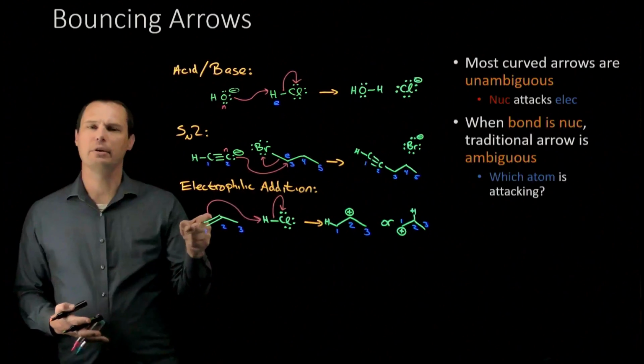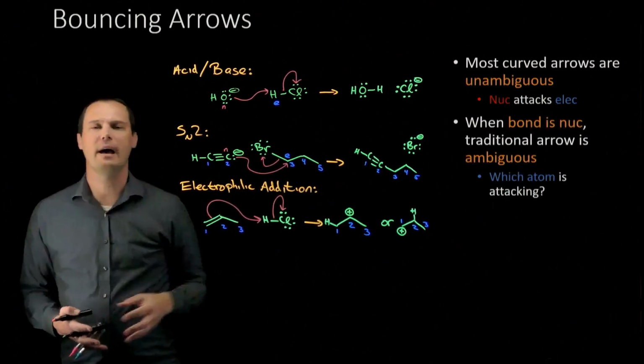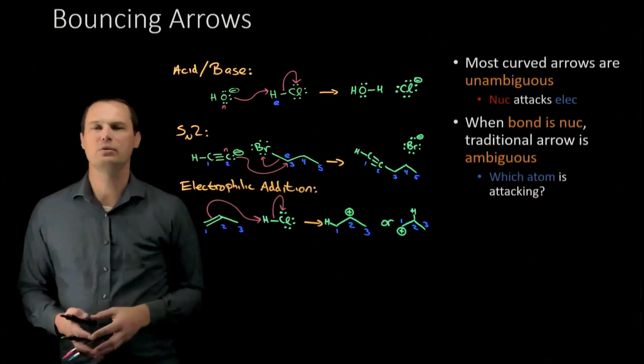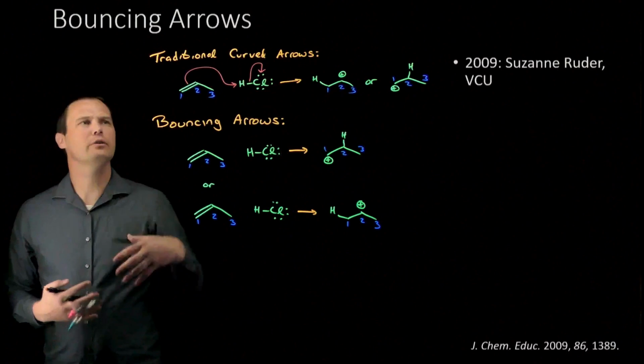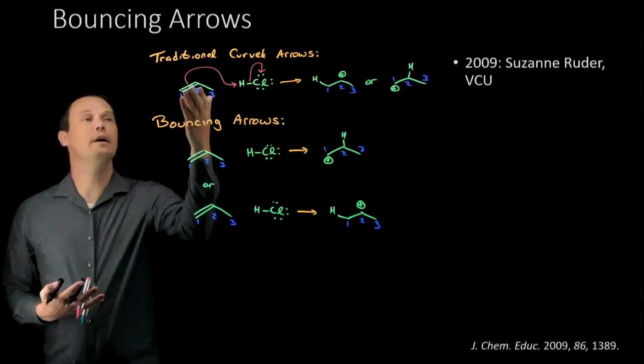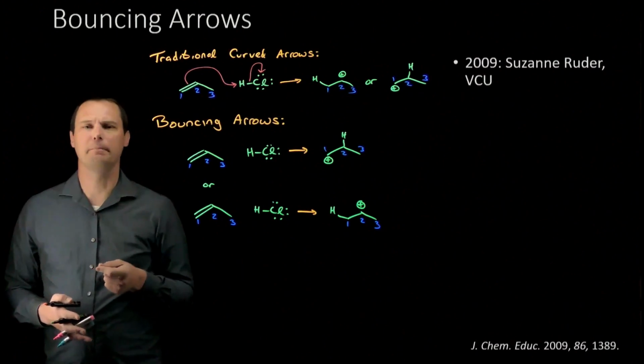This arrow is ambiguous. This arrow doesn't tell us which atom is the nucleophile, doesn't tell us which atom forms a bond with the hydrogen, and doesn't tell us which of these products is the one that will form preferentially. So if traditional curved arrows have an ambiguity built into them when the arrow starts at a bond, how do bouncing arrows help resolve that ambiguity?